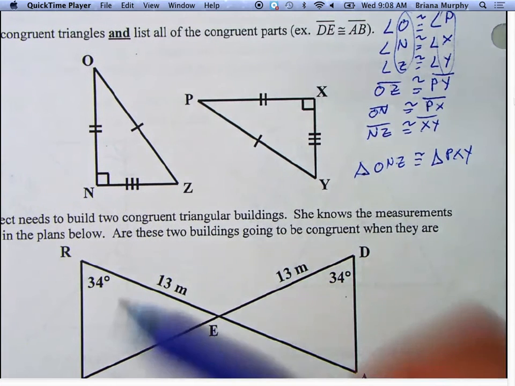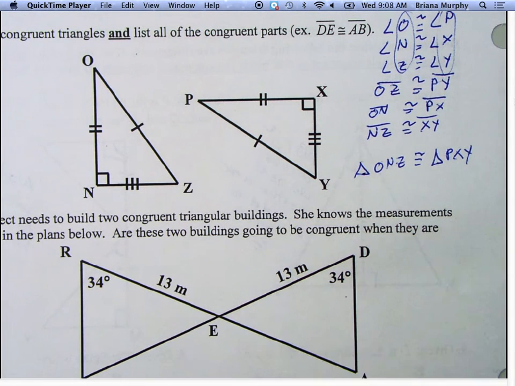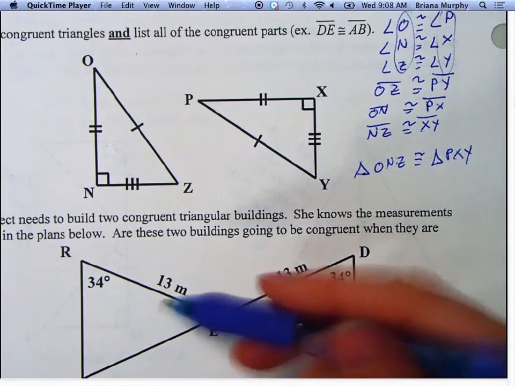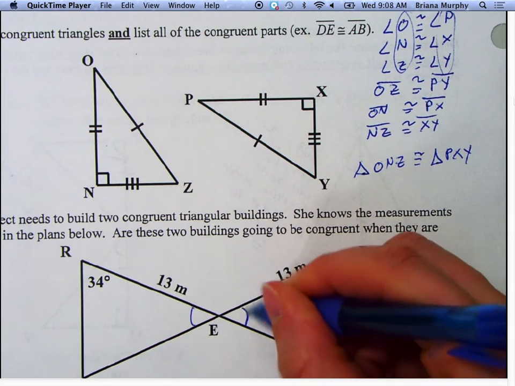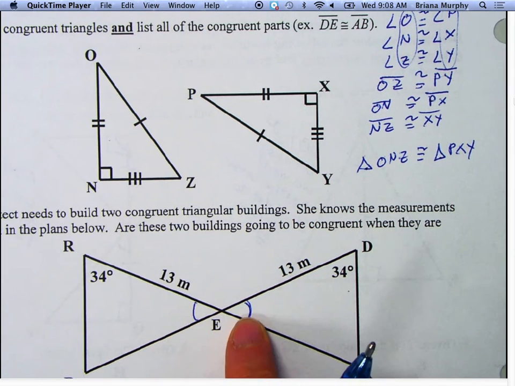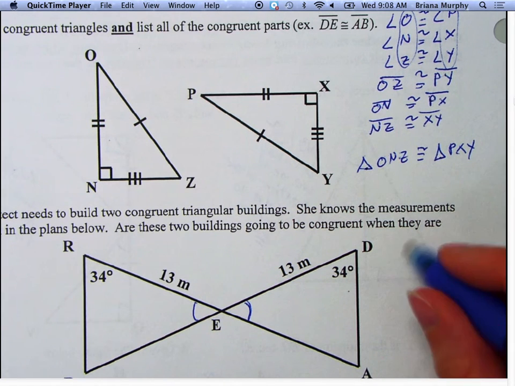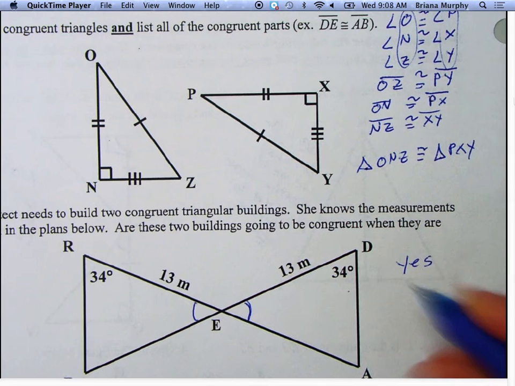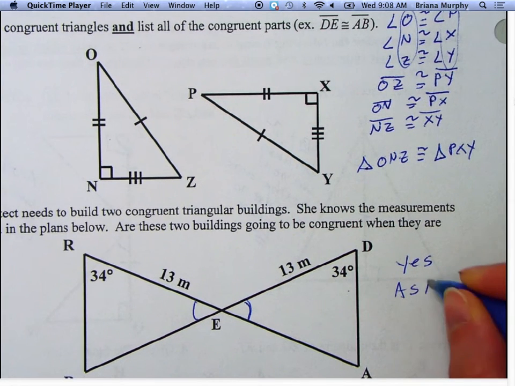All right. Are these two buildings congruent to each other? Yes. What else do I have that's not written on here? Angle E. The midpoint. What are these called? Vertical angles, right? Yes. And it's by angle, side, angle.